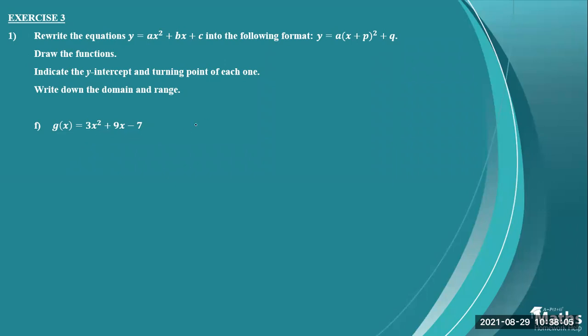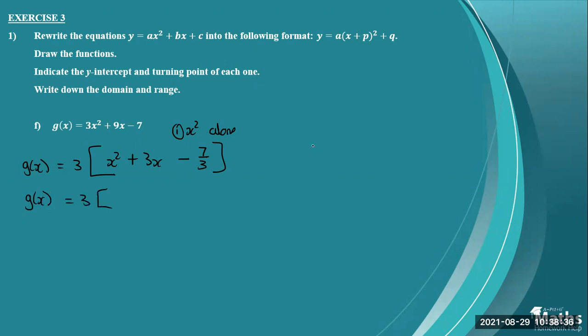So the first thing we do is we get x squared alone. I'm just going to keep it as g of x. And you actually divide by 3. So divide by 3, so that will be x squared plus 3x minus 7 divided by 3. So don't let fractions freak you out. You just do it same old, same old.